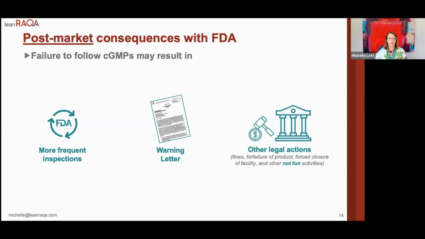So for post-market consequences with the FDA, again, failure to follow the GMPs could result in you being inspected more often. It can escalate to a warning letter, and there are other legal actions that include fines, forfeiture, seizure, not fun activities.